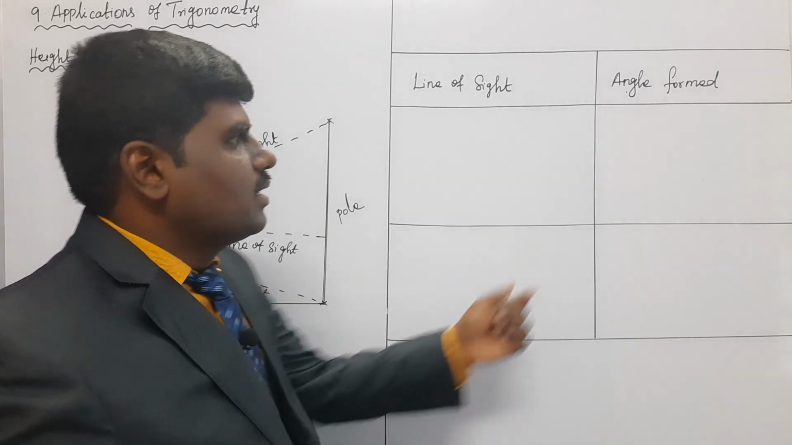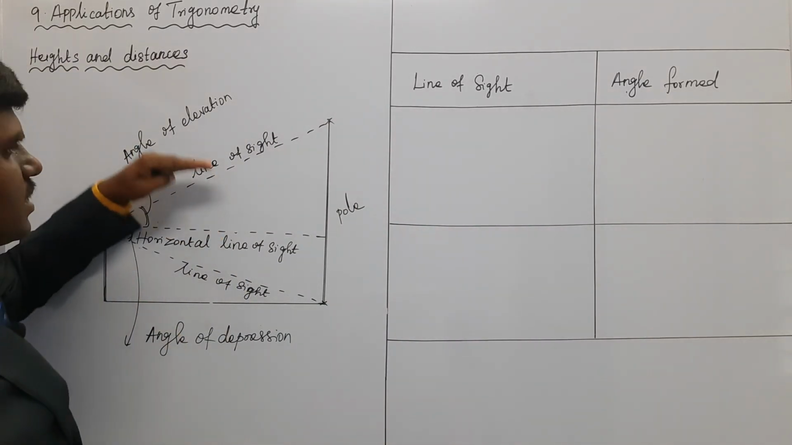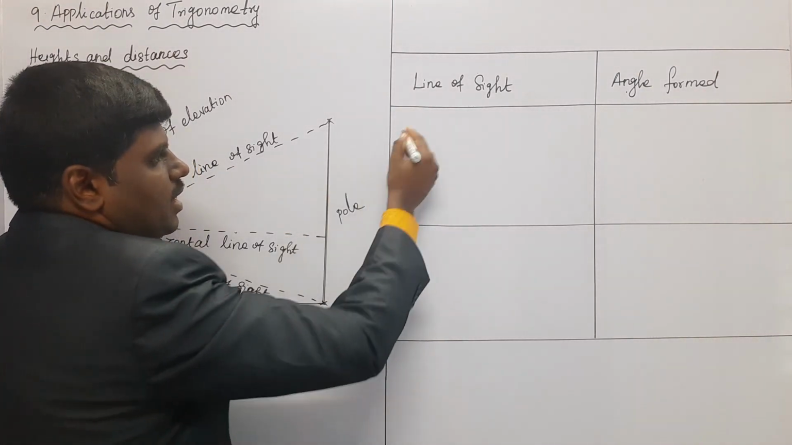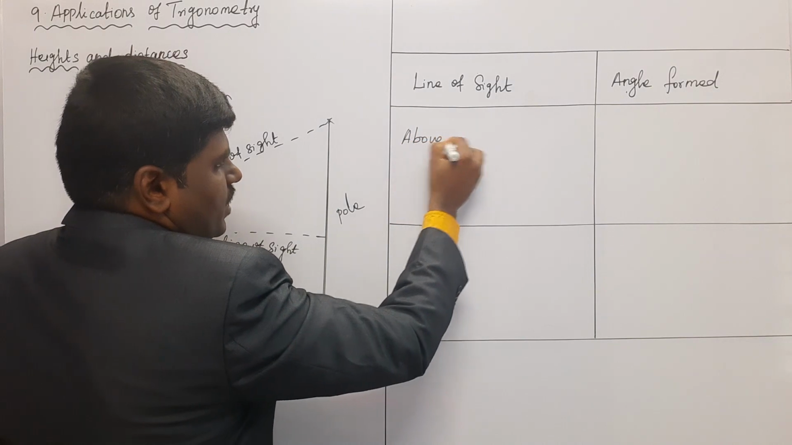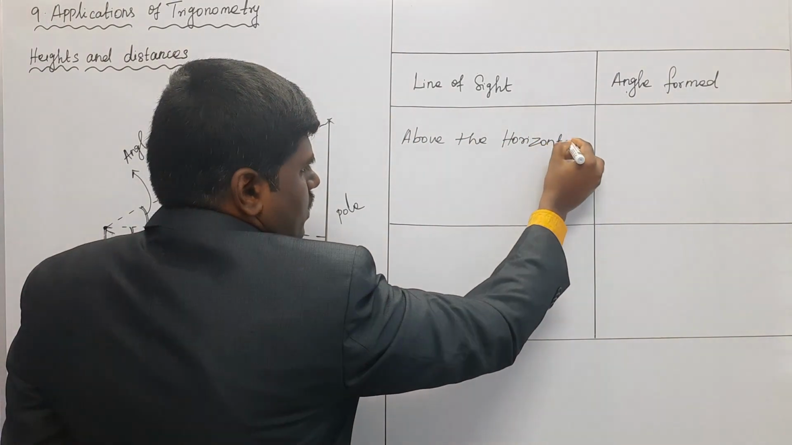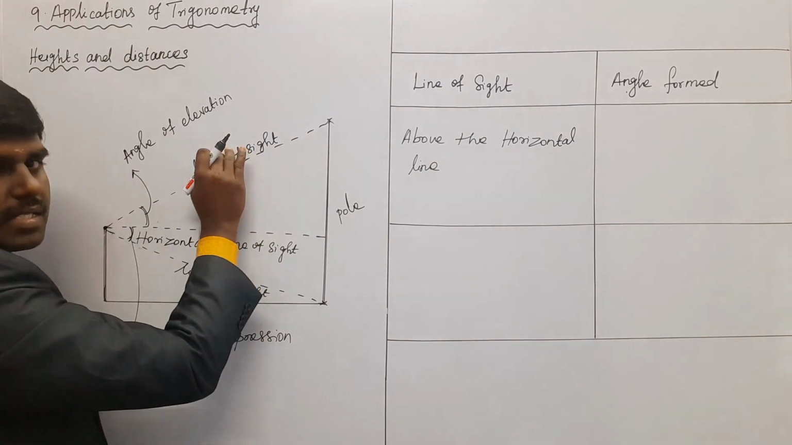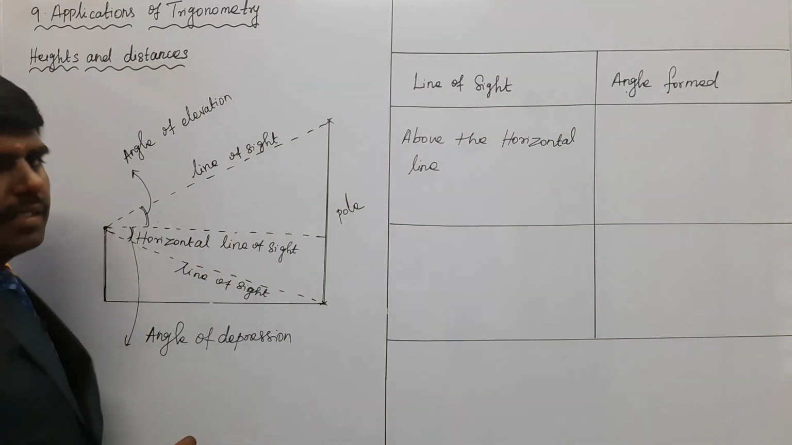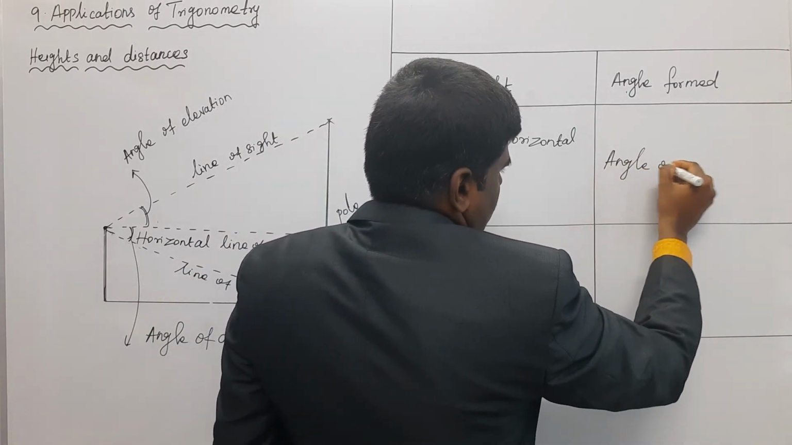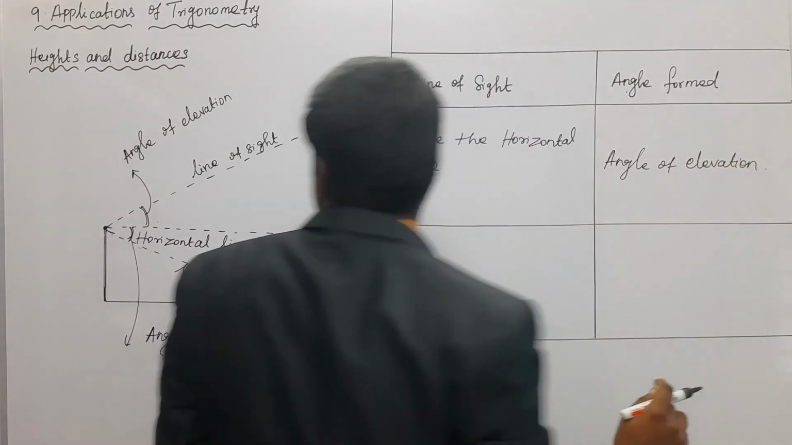For the line of sight, what angles are formed? The line of sight above the horizontal level, above the horizontal line, forms the angle of elevation. That is the meaning of angle of elevation.